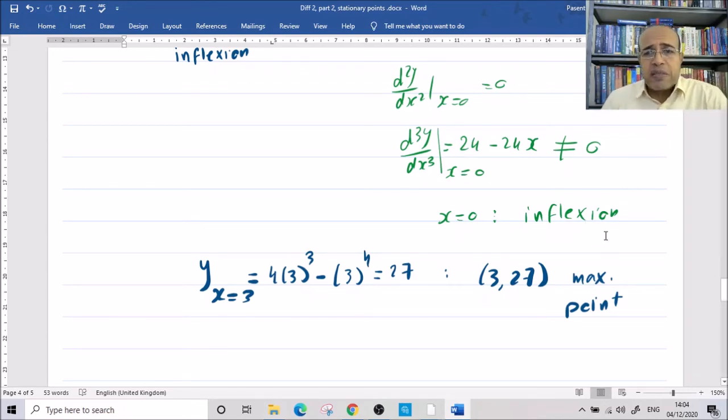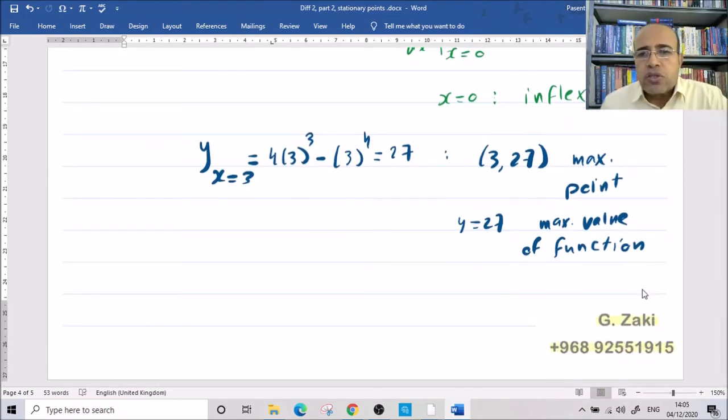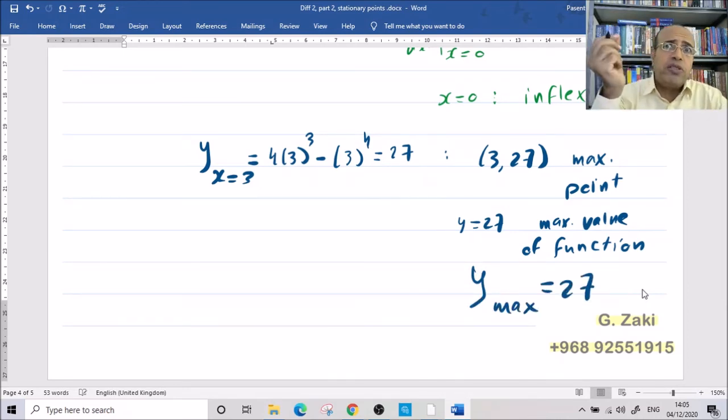So remember, this is a maximum point, and y equals 27. This is the maximum value of the function. So we have here the maximum point and the maximum value of the function. The value is maximum at x equals 3. The maximum point is (3, 27). The maximum value of the function is 27. Y maximum is 27. Remember, this is called y maximum. The top of the function is 27.